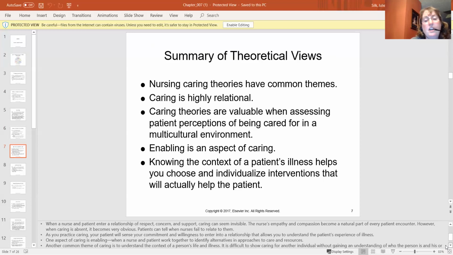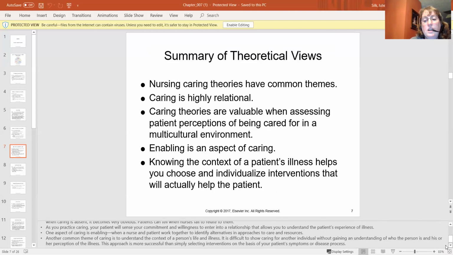One aspect of caring is enabling, when a nurse and patient work together to identify alternatives and approaches to care and resources. Another common theme of caring is to understand the context of a person's life and illness. It is difficult to show caring for another individual without gaining an understanding of who the person is and his or her perceptions of the illness. This approach is more successful than simply selecting the interventions on the basis of your patient's symptoms or disease processes.